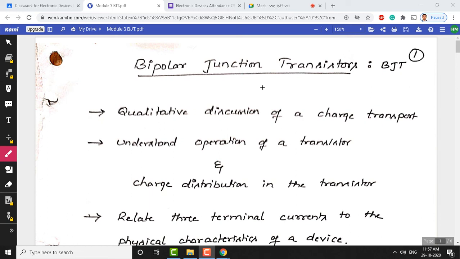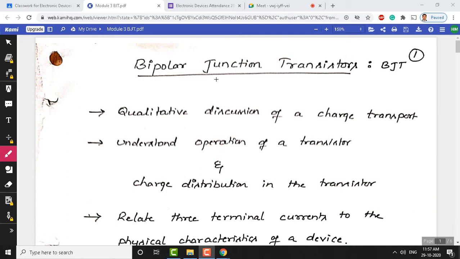Welcome back. Today we are going to discuss more details on bipolar junction transistors. In the last class, we just introduced what a BJT is. We have discussed typical applications of BJT. BJT stands for bipolar junction transistor. It's a three-terminal device, and one of the most widely used devices among various semiconductor devices.